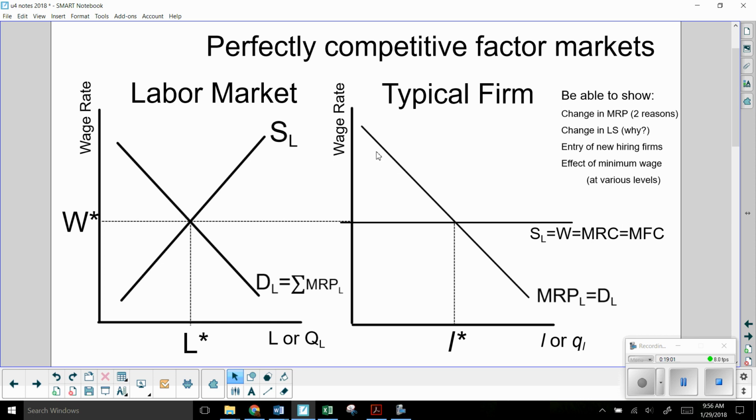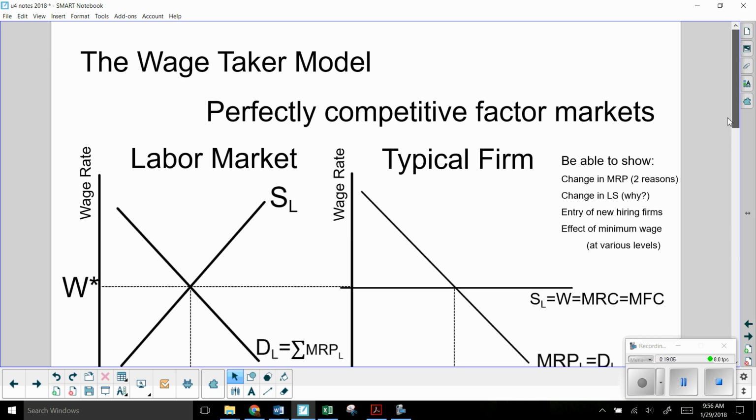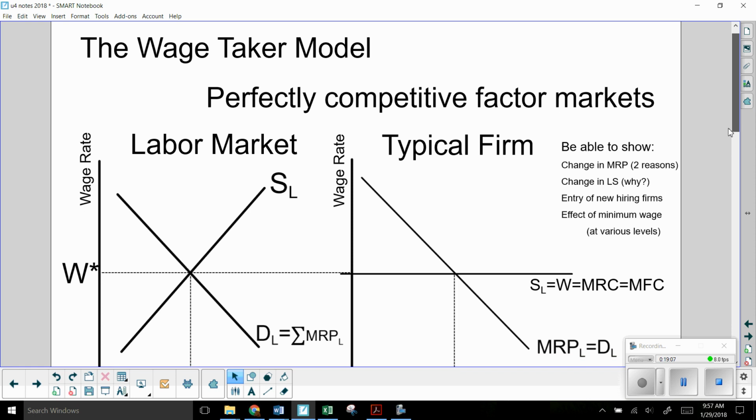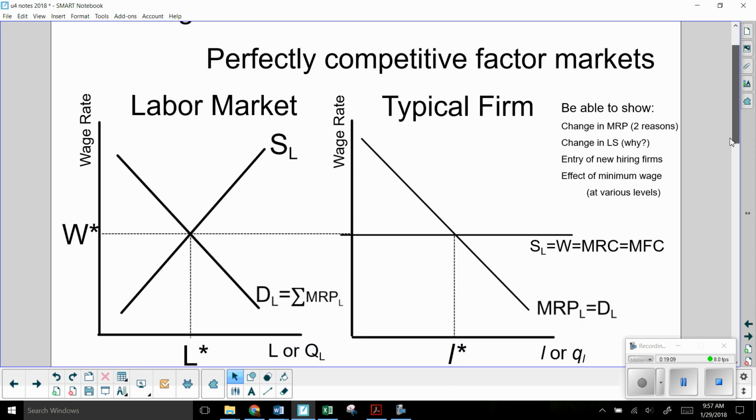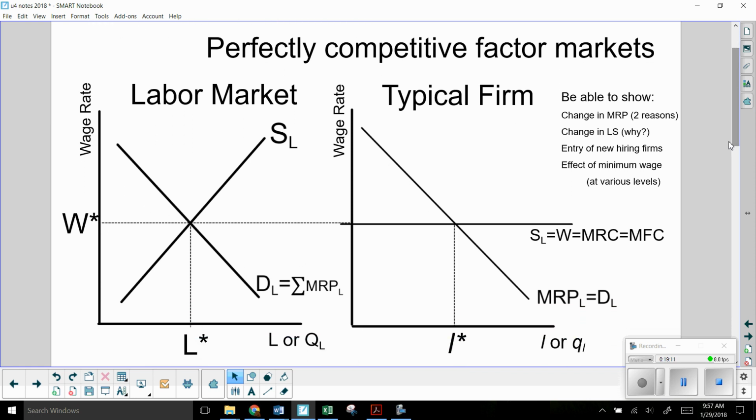Super important to understand perfectly competitive factor markets, what we call the wage taker model. It shares a lot of characteristics in common with the price taker model, but just to reiterate what was said in class, a firm could be a wage taker and not a price taker, or it could be a price taker and not a wage taker. So you have to look for separate clues in the questions you're answering to determine whether the firm is supposed to be both or just one of those things.